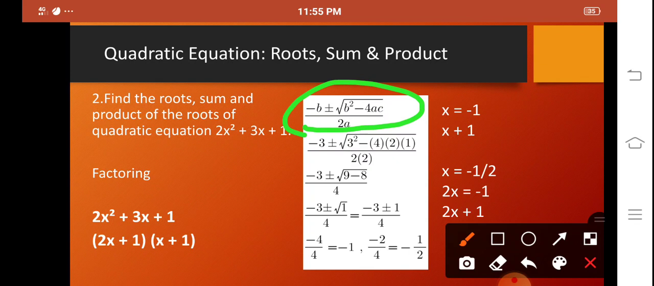So 3 squared is 9, then 4 times 2 is 8, times 1 is still 8. So we have 9 minus 8 is 1, so the square root of 1. So we get negative 3 plus and minus the square root of 1 all over 4. So that's negative 3 plus and minus 1 all over 4. We can take the minus first. So negative 3 minus 1 is negative 4, all over 4 is negative 1. Then negative 3 plus 1 is negative 2, all over 4 is negative 1 half.